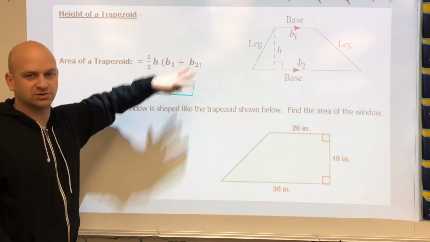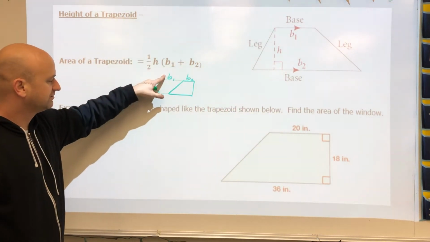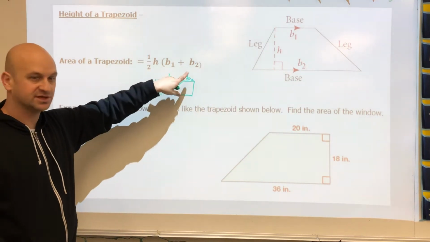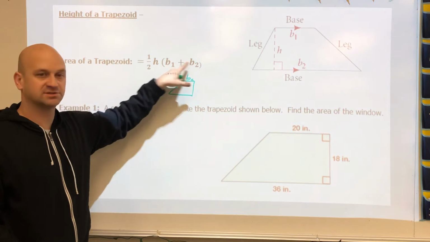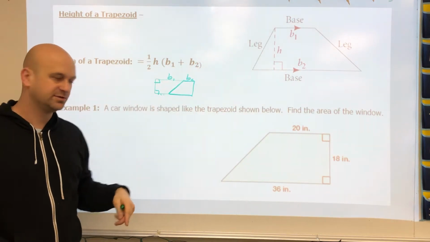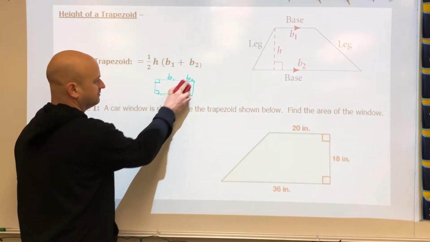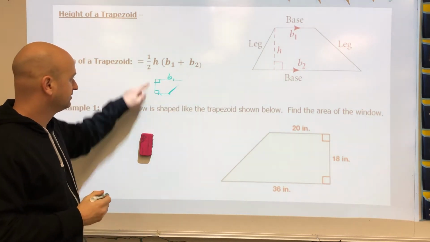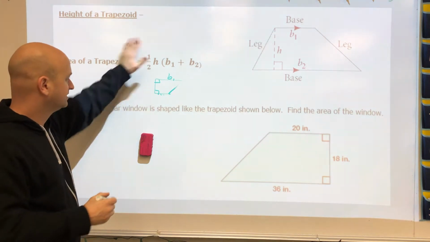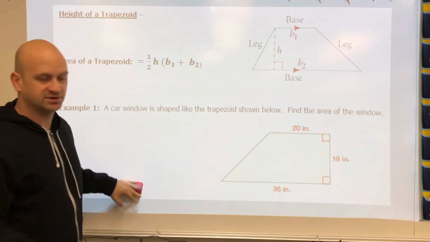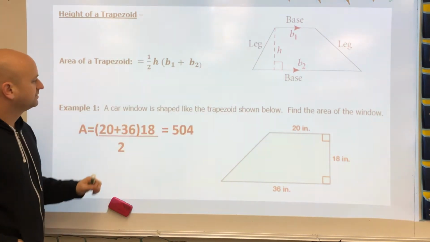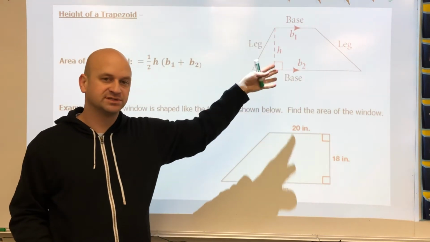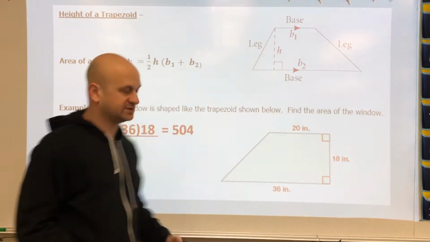So how do we get this equation going on? Well, we said 4 plus 3 was 7 in the number example. So if I use letters, that 4 plus 3 becomes B1 plus B2. And since we're only finding half of the area of the rectangle, that's where the half comes from. And so that's how the formula can be created. Again, the height of the trapezoid is going to have a 90-degree angle, and we're going to see some examples where we need to use the Pythagorean Theorem.